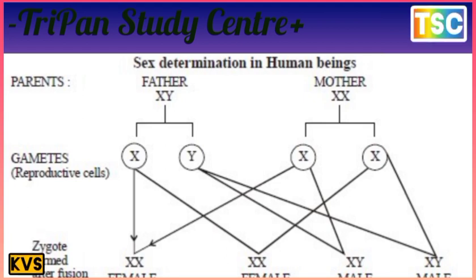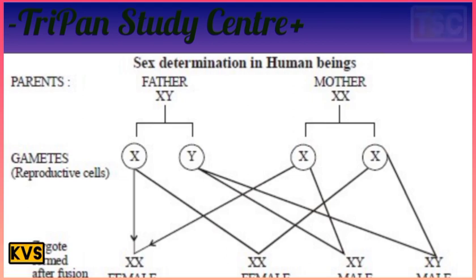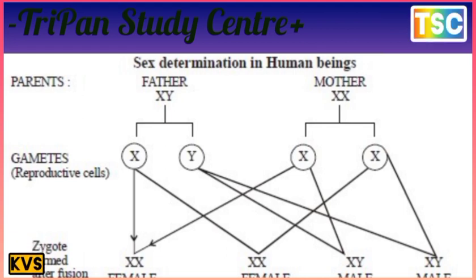The father donates the Y chromosome and the mother donates the X chromosome. In this condition, a male child is formed. When the father donates an X chromosome and the mother an X chromosome, a female is produced. That's an important diagram: it means a 50-50 chance for a girl or a boy.